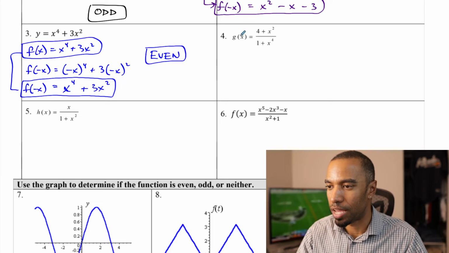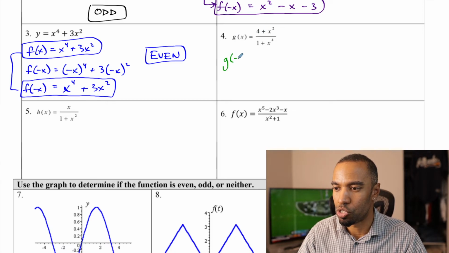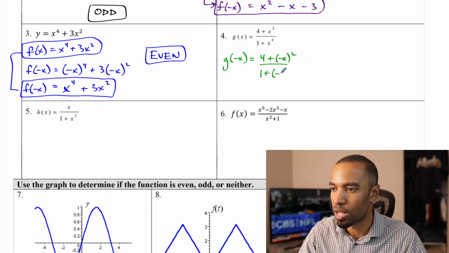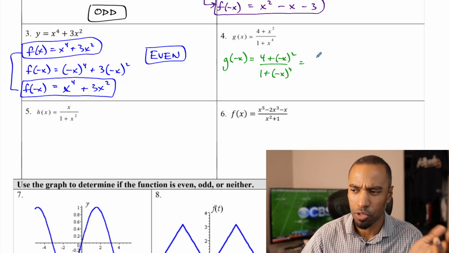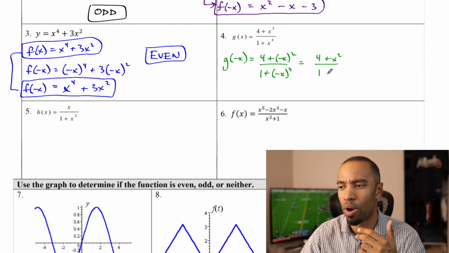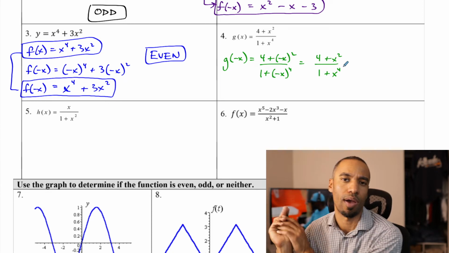All right, going to number 4 here, we got g of x. This time they use the notation. And let's see what happens here when we do g of negative x. We do 4 plus negative x quantity squared over 1 plus negative x to the 4th power. Now, some of this might feel a little mundane or tedious, but what you're doing is getting the understanding of no matter what you plug in for x, the results of this thing is what's going to happen.